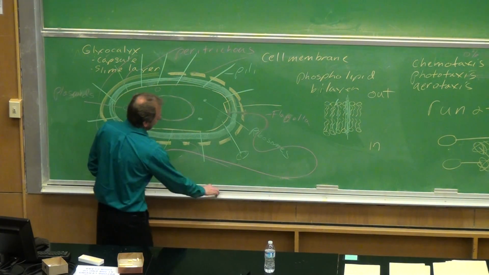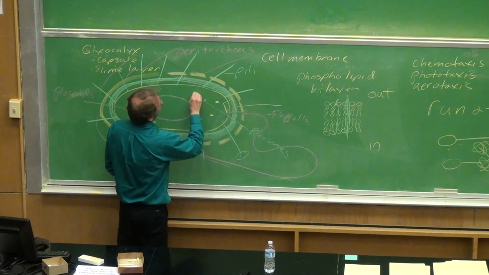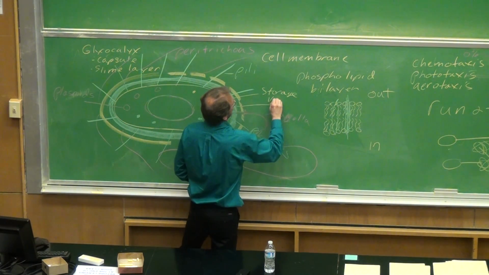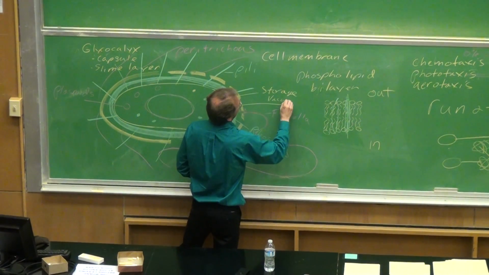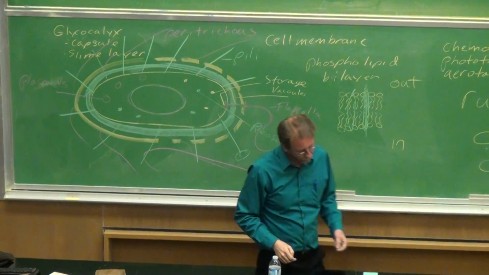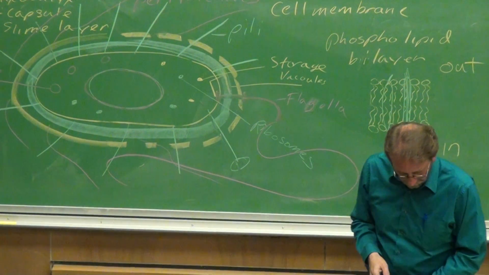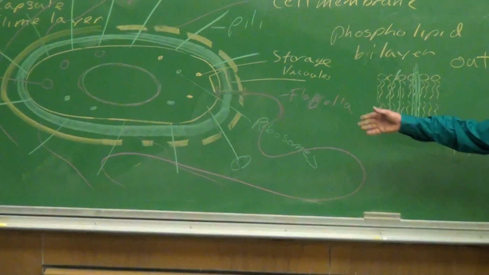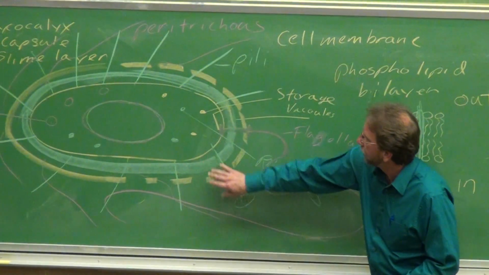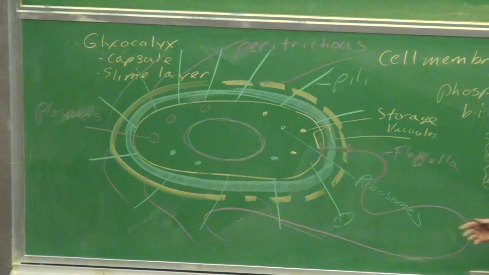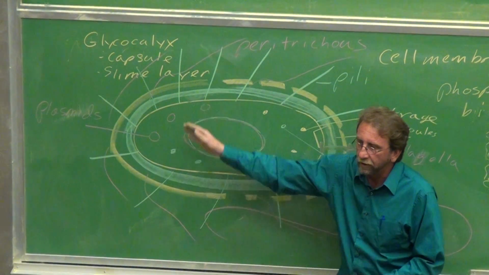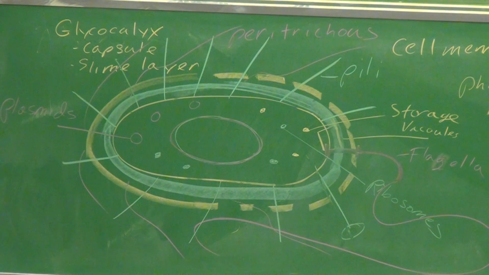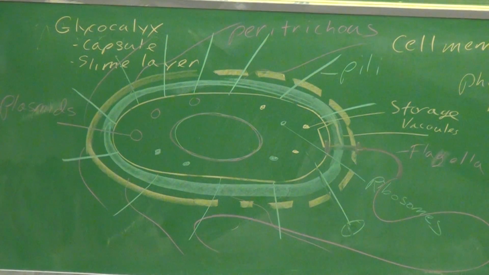There may be storage vacuoles. I think that's enough put on there. Sometimes you can find gas vesicles there as well. And your book talks about endospore formation. Some cells will form an endospore. But I think that'll cover it for now. So that's the structure of a prokaryotic cell.